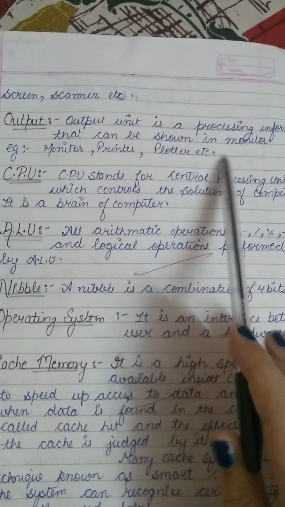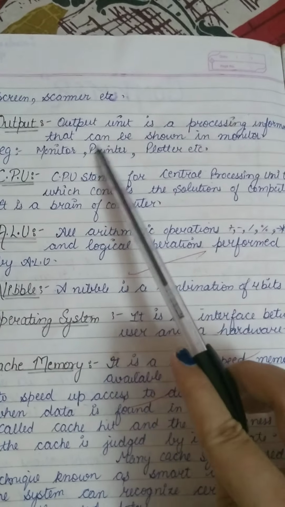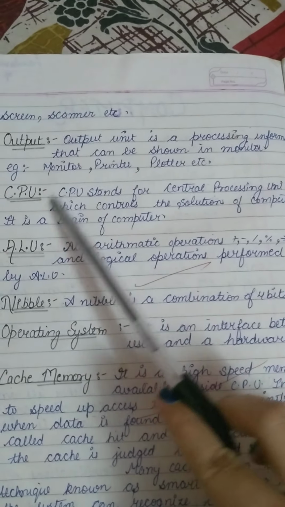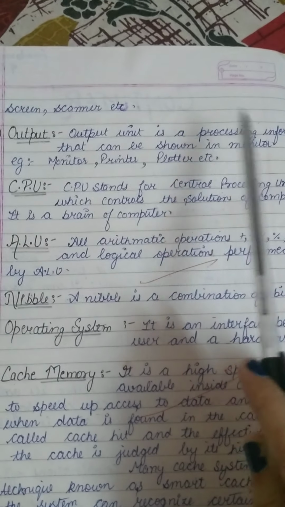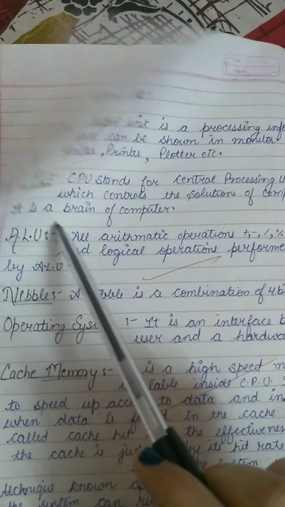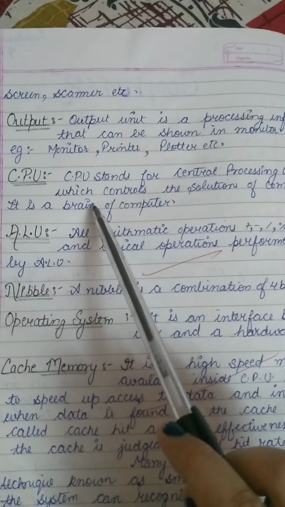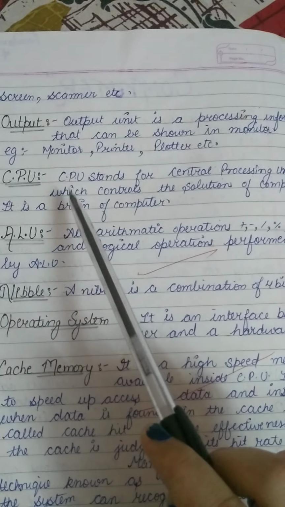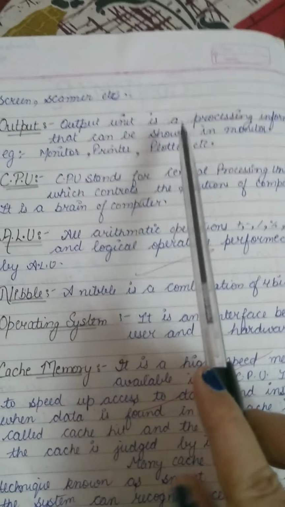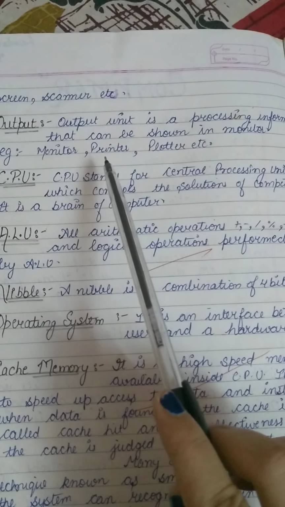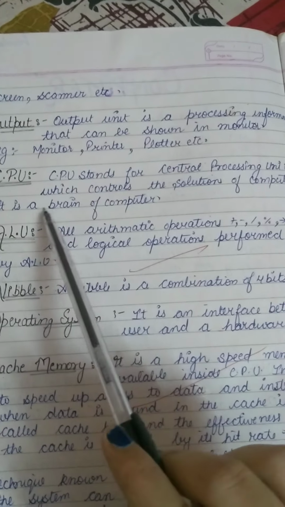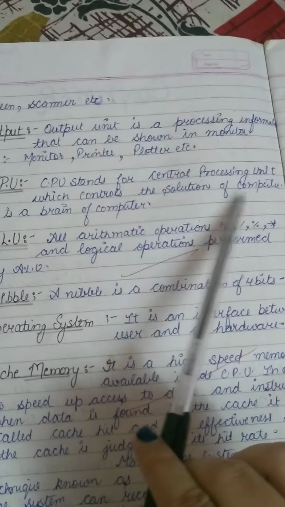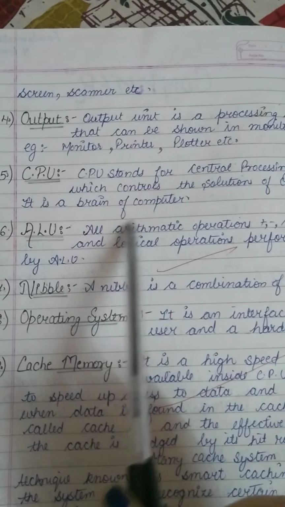Now comes the next term, that is output. Output is processed information that can be shown on a monitor, for example monitor, printer, plotter, etc. Then CPU. The CPU is used for processing: it processes the input, and the result is retrieved through the output devices in the form of output. CPU stands for Central Processing Unit, which controls the operation of the computer. It is the brain of the computer.